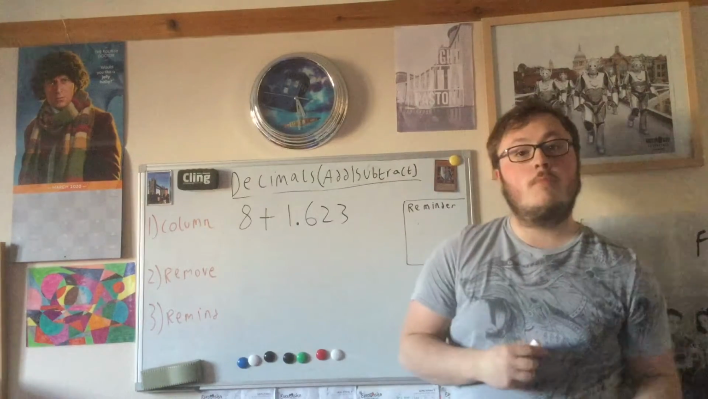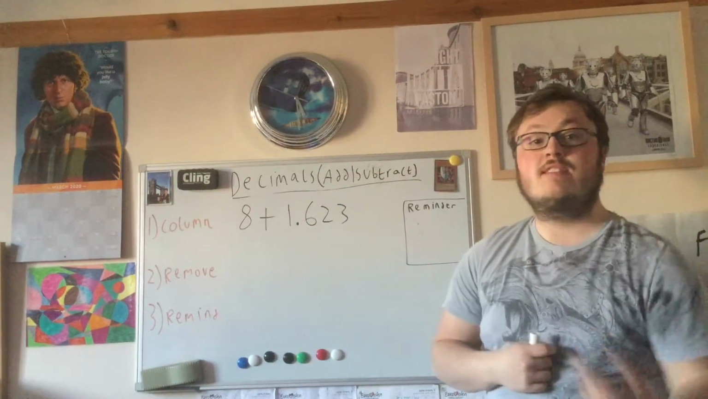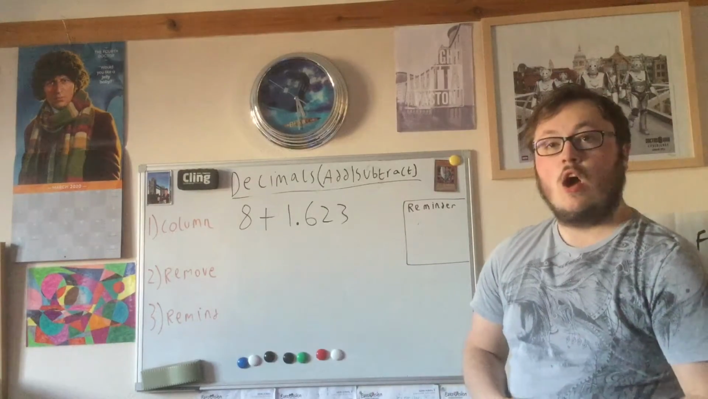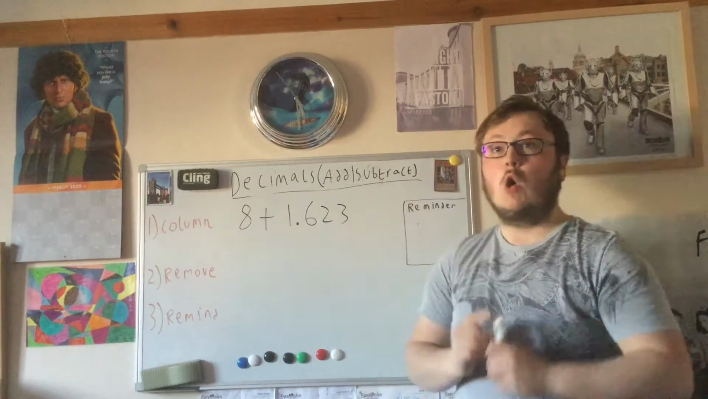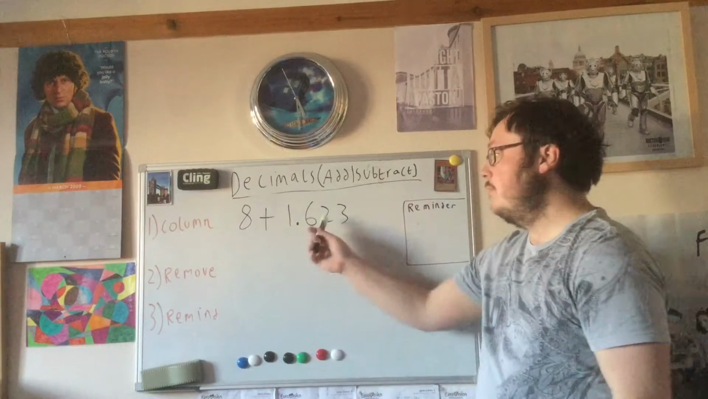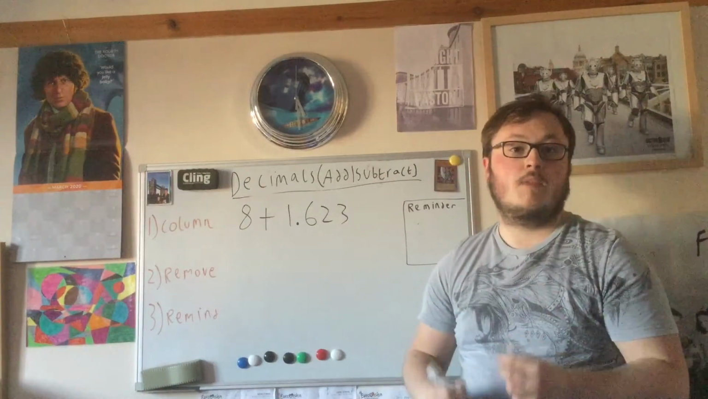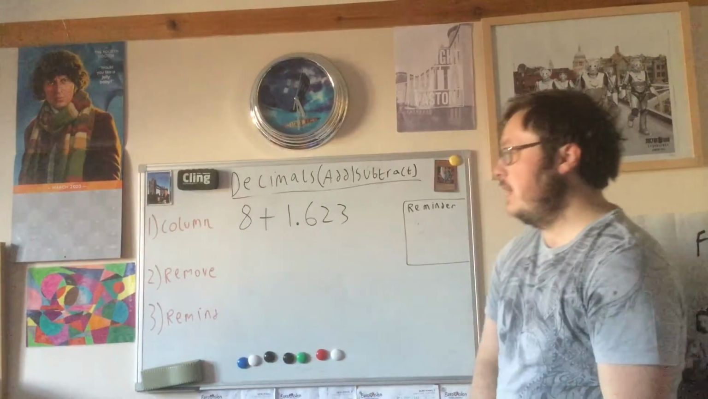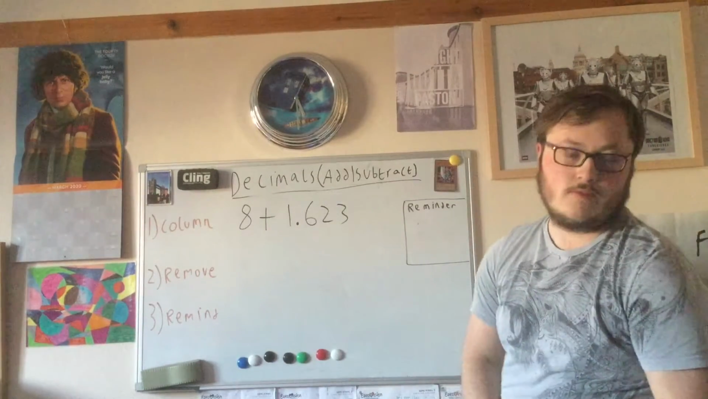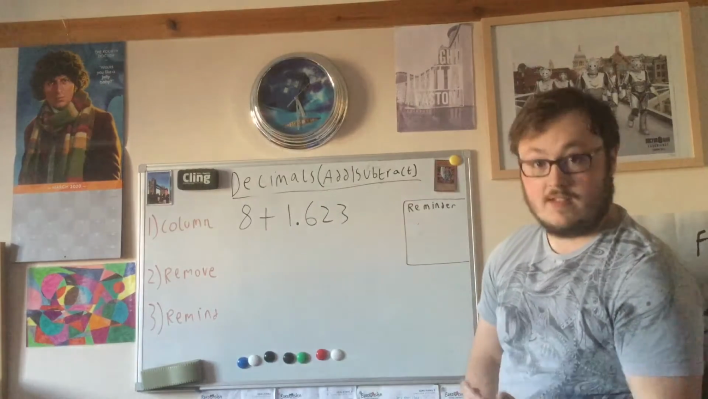5.34. Now, the most common problem people have whenever they're doing addition and subtraction of decimals is, what about if there's a whole number with no decimals plus or subtracting a decimal? So we're going to do this question, 8 plus 1.623. Now, what's step 1?